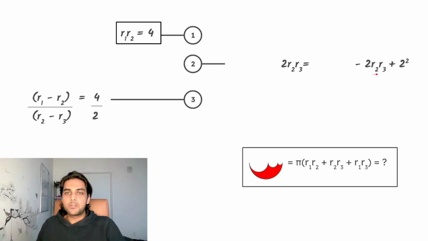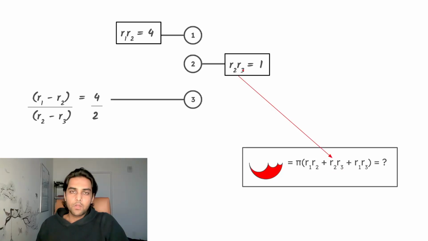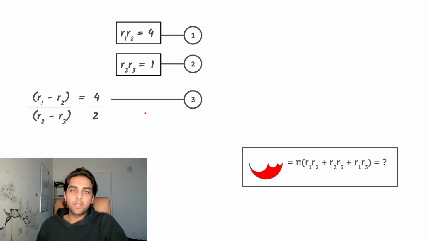Again, I want to get rid of this r2 r3 term from here, so we'll add 2 r2 r3 on both sides and we get 4 times r2 r3 equals 2 squared, which is 4. Now we can divide this equation on both sides by 4 to get r2 r3 equals 4 divided by 4, which is 1. Note that this directly gives us the value of the second term in our final answer. Okay, let's flip this back and start working on the third equation.